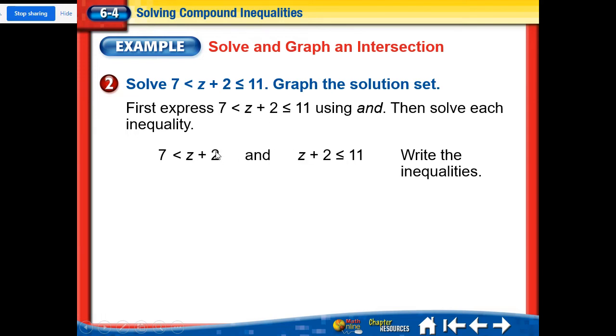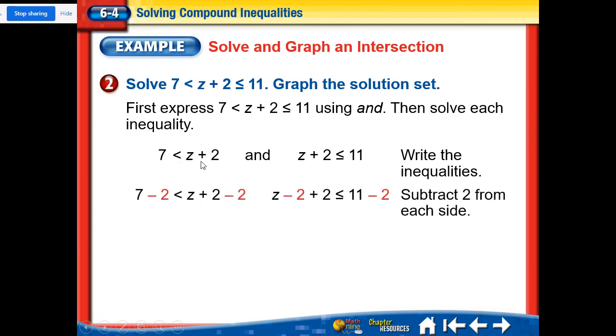It's kind of a shorthand and a little bit of, I don't want to say a lazy way of writing it, but a simpler way of writing it, so you don't have to write z plus 2 twice. So you will see this occasionally because it's easier to write, but just understand that z plus 2 goes with both. Now we can go ahead and solve these individually.